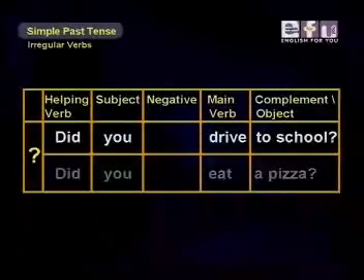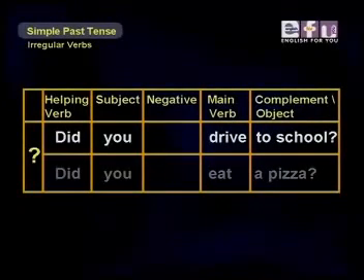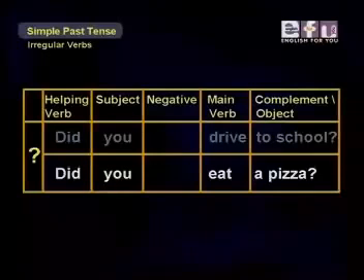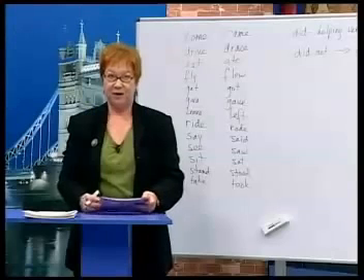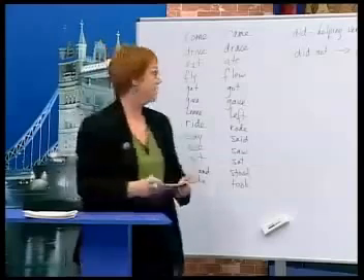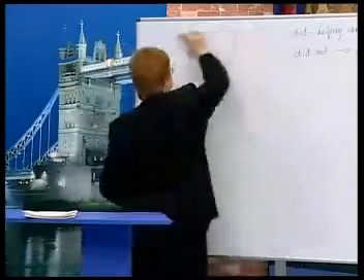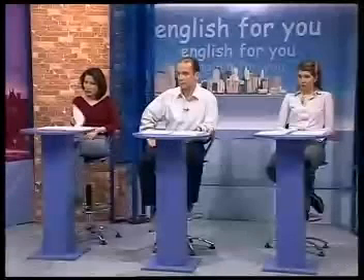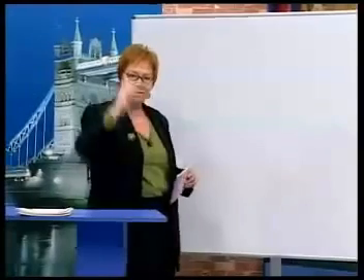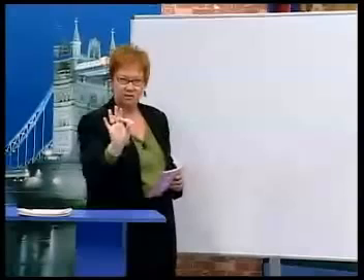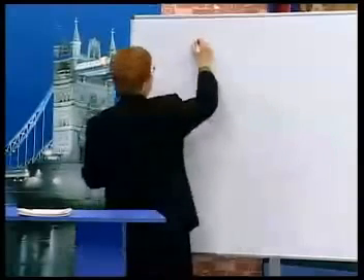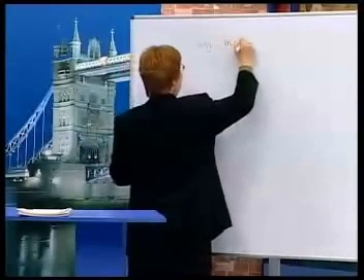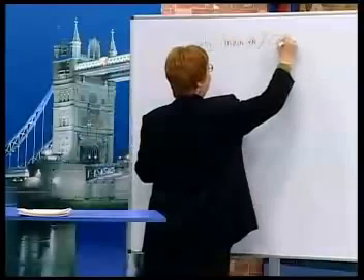Did you drive to school? Helping verb, subject, main verb, and complement. And the second example, did you eat a pizza? Helping verb, subject, main verb, and object. Okay? So you can see from looking at this how it goes. Now let's look at it again for the structure of the sentence. So this is like building a building. You're building a building. You need to have sentence structure good and strong. Okay, so here we have subject, main verb, and complement or object.